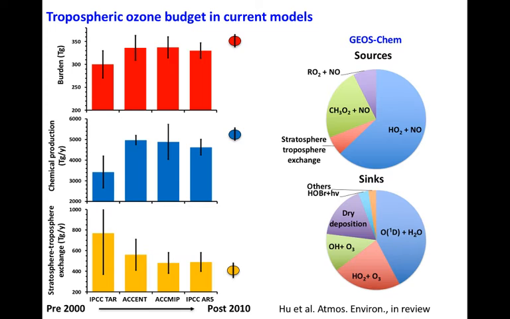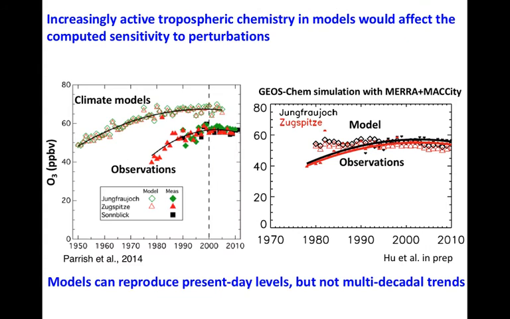And another big issue is something I was struggling with for a while. When I saw this increasing trend in the ozone budget, I was pretty optimistic and said probably we can solve the long-term trend problem. And apparently that's not true. On the left side is David Parrish's paper published in 2014, basically showing three climate models that cannot reproduce the multi-decadal trend over the last 30 years.